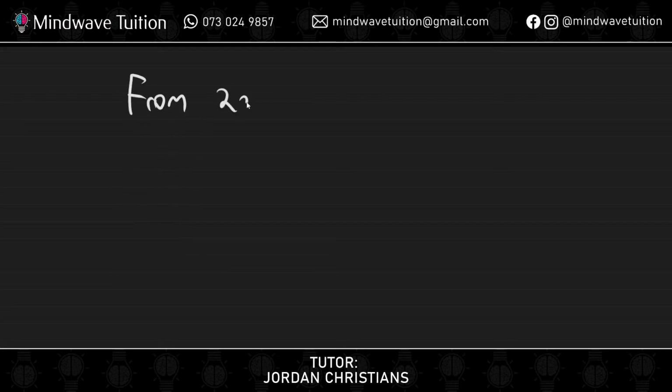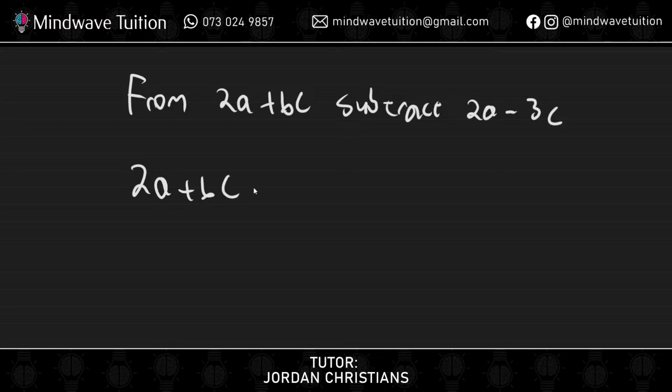So from 2a plus 6c subtract 2a minus 3c. So again we want to look at the word from. So from 2a, this just means that we start with 2a. We're taking away from it. So from 2a plus 6c, we are subtracting 2a minus 3c.